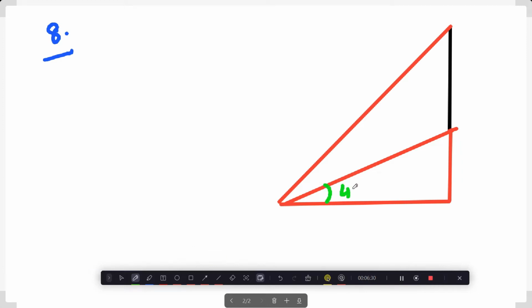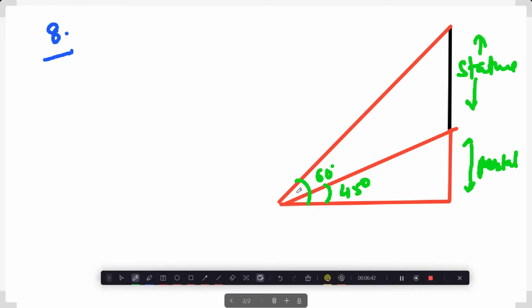So this is 45. This is 60. This is the pedestal. And this is the statue. Okay, we know this. Find the height of the pedestal. We know the height of the statue, which is 1.6. So let's just translate it into our triangles.